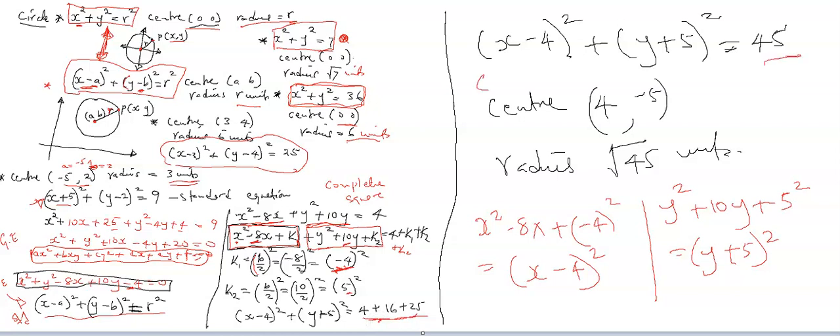So now this one is in the form (x minus a) squared plus (y minus b) squared is r squared, where (a, b) is the center of the circle. And in this case, our a is 4 and our b is negative 5. So the center of this circle is (4, negative 5), and the radius will be the root of 45, since r squared is 45. So the center of this circle is (4, negative 5), and the radius is root 45 units.